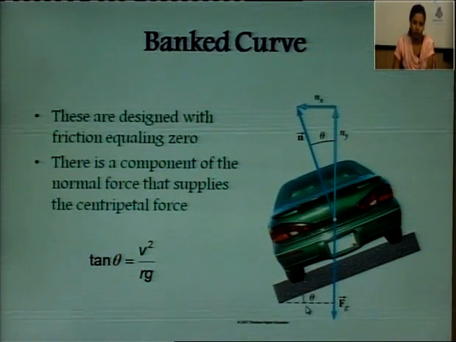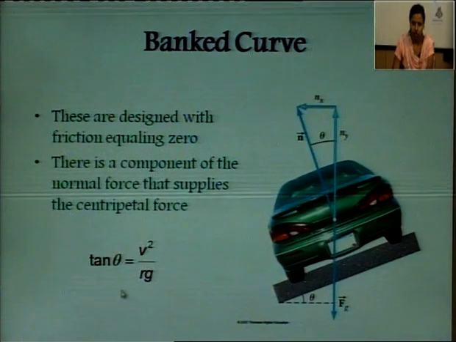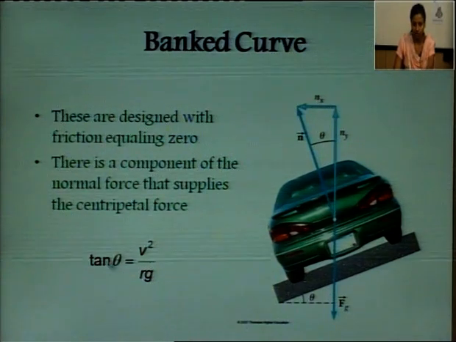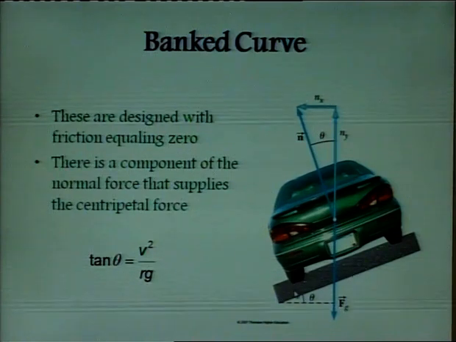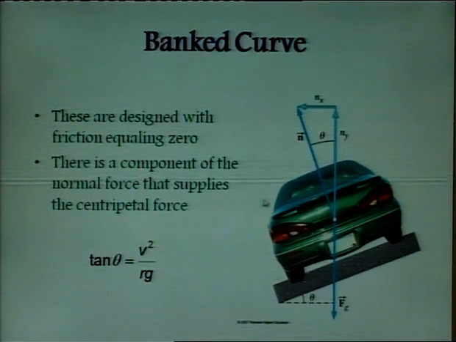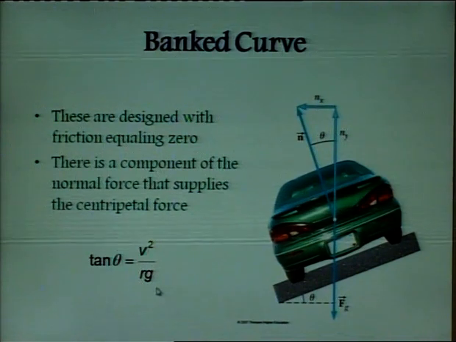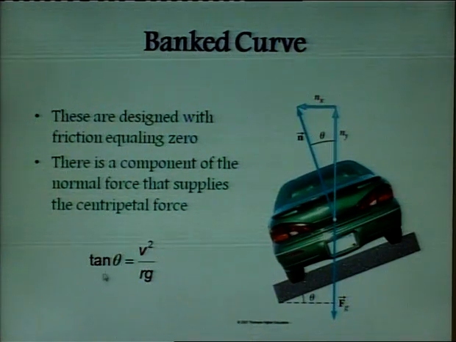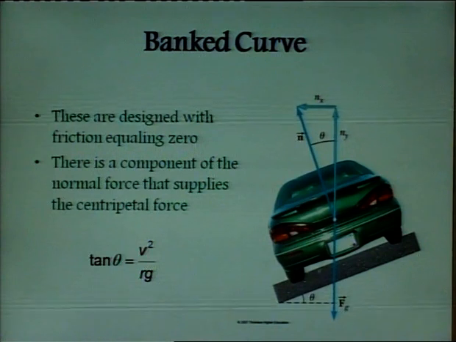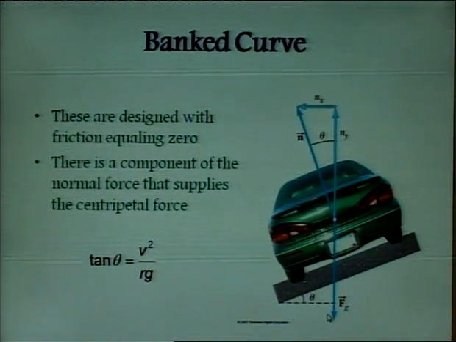So this angle should satisfy tan theta equal to v squared upon Rg, where v is the velocity of the car, R is the radius of the circle about which the body is moving, and g is the acceleration due to gravity. This angle is necessary if the body is moving on a plane inclined to the horizontal surface.